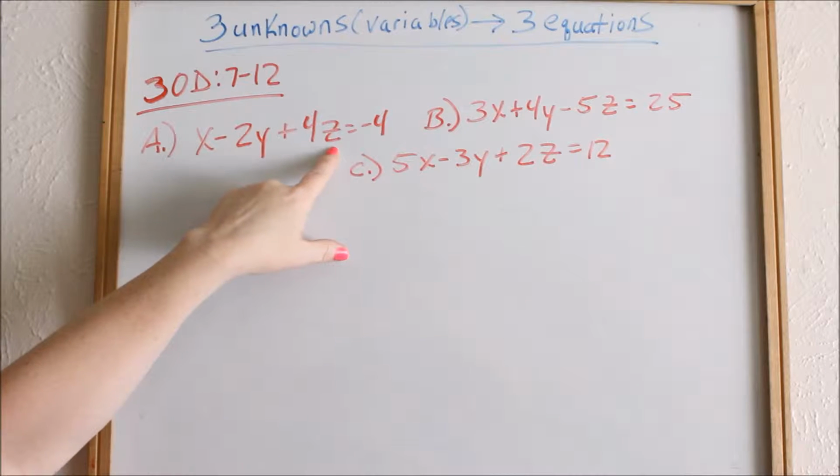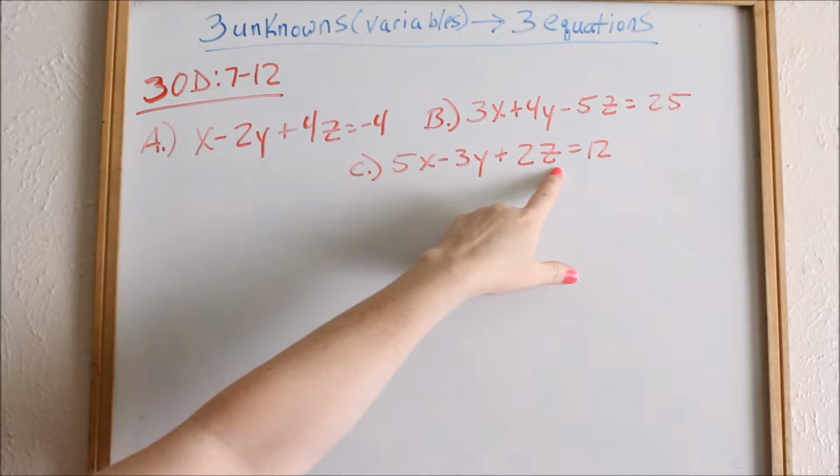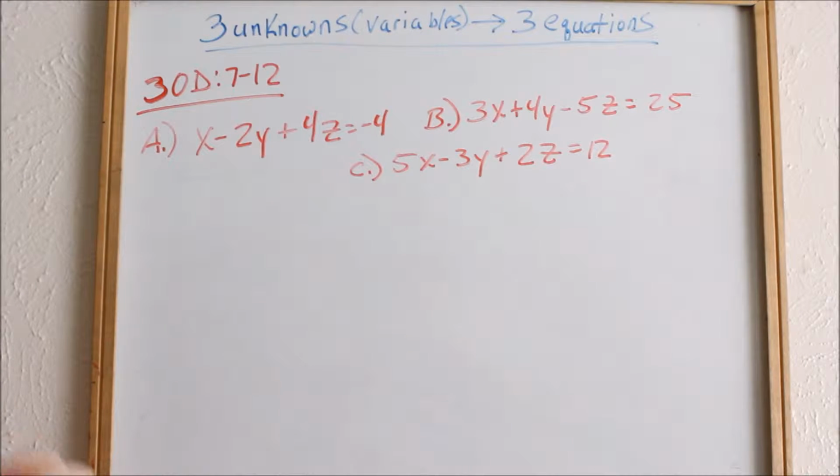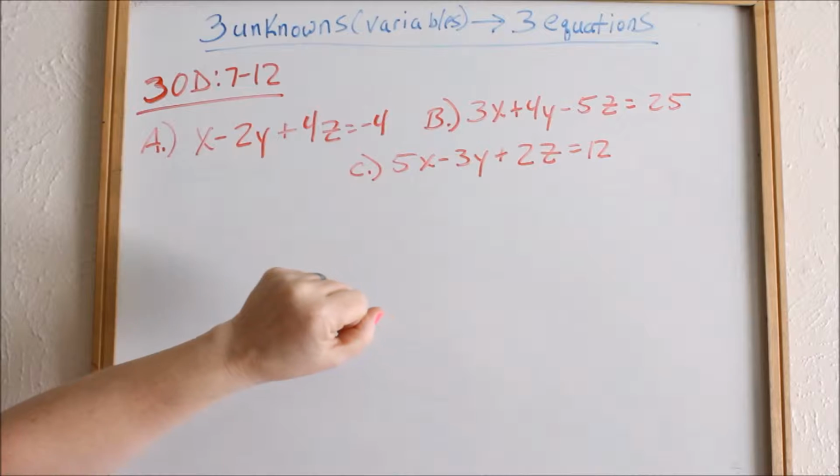My Z's will always have a line through them. My 2 and Z's look very similar, so this is a 2, this is a Z. My Z's will have a line through them. You use elimination to solve. So my best recommendation is to always look at your coefficients in front of your variables.